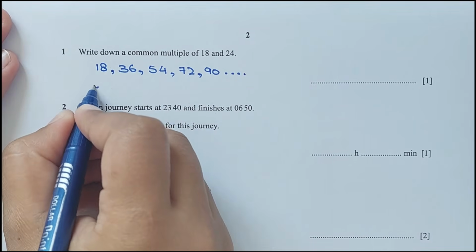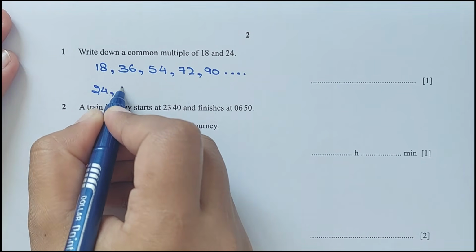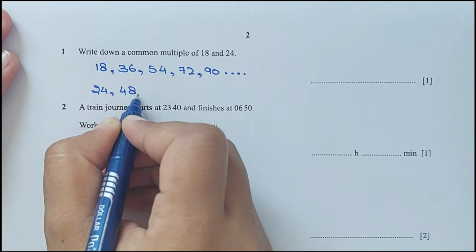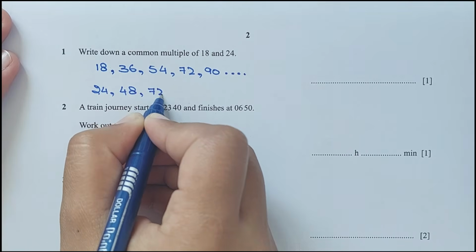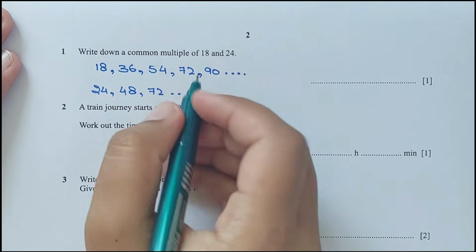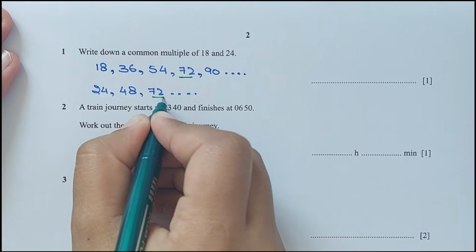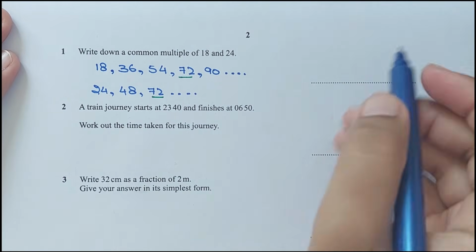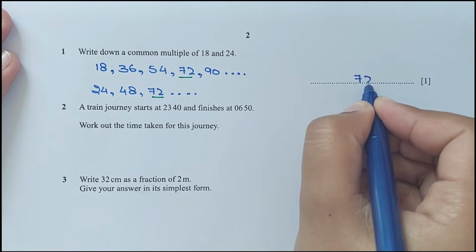Multiples of 24 are 24, 24 times 2 is 48, 24 times 3 is 72, and so on. You can write down any common multiple. So the common multiple is 72. So 72 is a common multiple of 18 and 24.